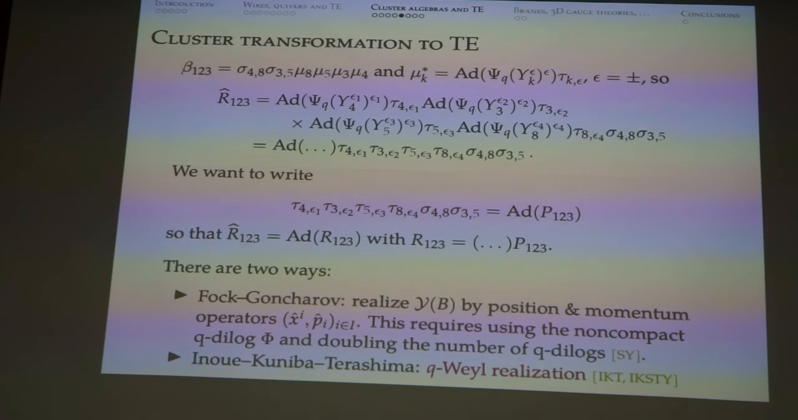Sorry, this P1 to 3 here. Is it similar to the permutation operators? Yeah, permutation appears. Yes. But it's a combination. It's more complicated. I will show you a formula.